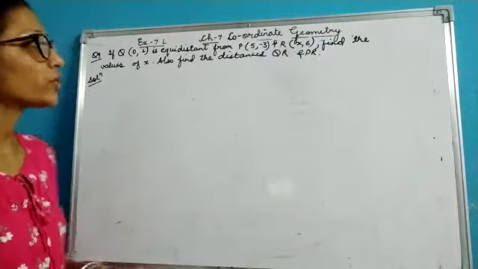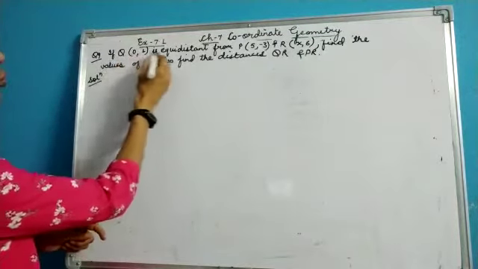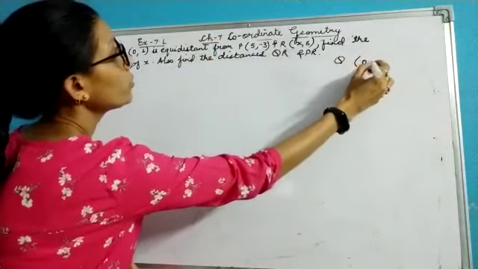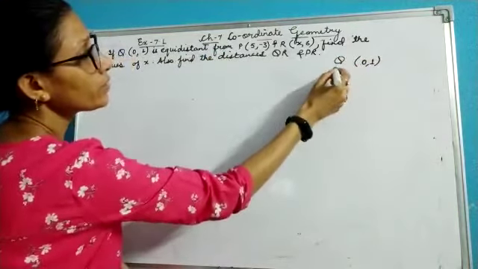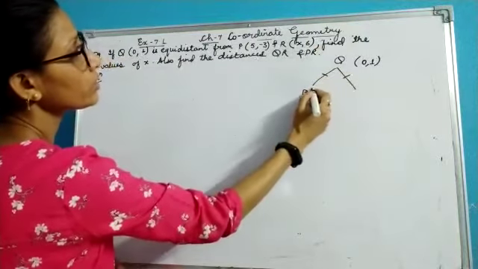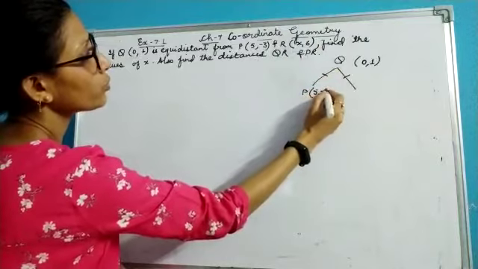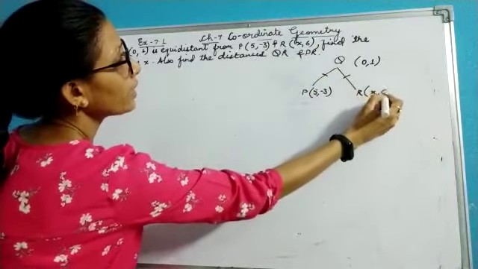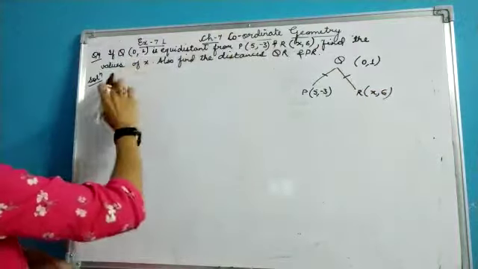Let's see this question, children. Here it is given, if Q is equidistant. Let's suppose this is your point Q. This is equidistant from P and R. That means these two distances are the same. The point P is given as (5, minus 3) and R is given as (x, 6). Find the values of x.